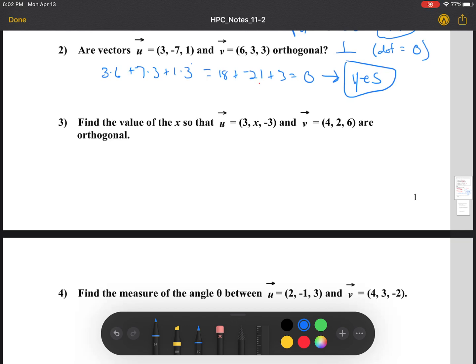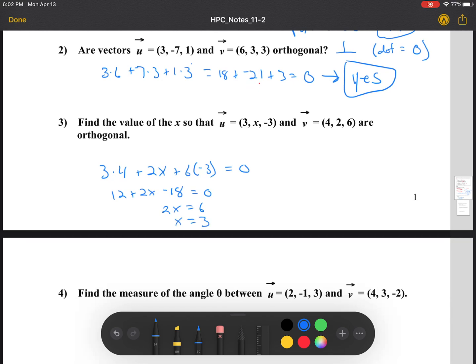Moving on to 3. Find the value of x so that u and v are orthogonal. So that's the same thing as before, but they're telling us it is equal to 0. So we have to set up our little equation. We're going to have 3 times 4 plus 2 times x plus 6 times negative 3. And we know that it's going to be orthogonal, so it's equal to 0. So now we start solving our equation.